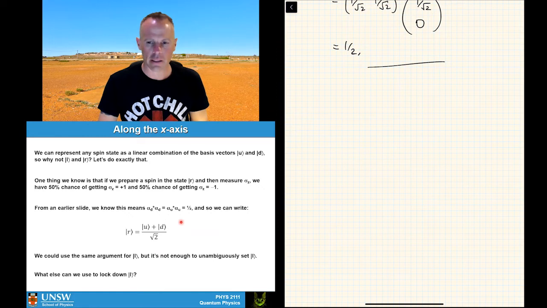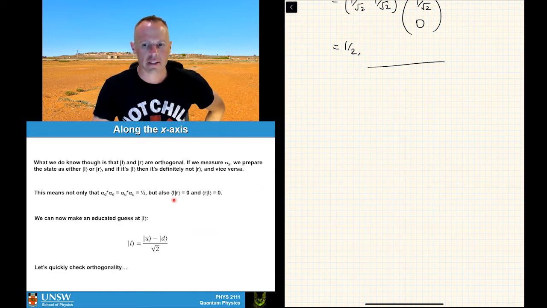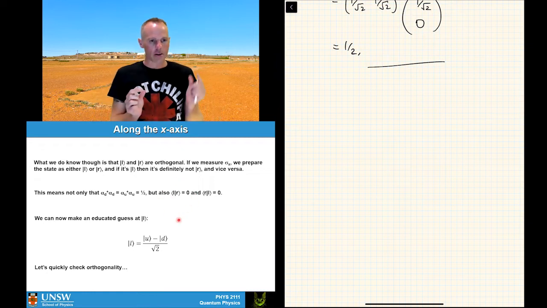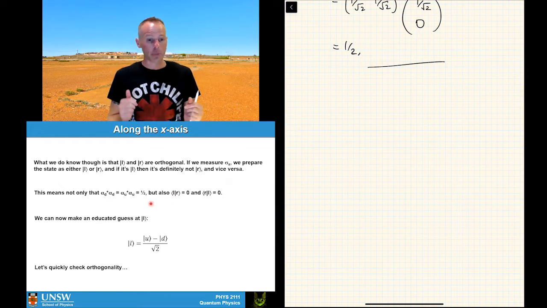And if we think about this a little bit, there's actually a really good option for that, which is that we can try and find the vector such that the inner product of left and right will be equal to 0, and it meets the requirements for the probabilities being a half for up and a half for down.